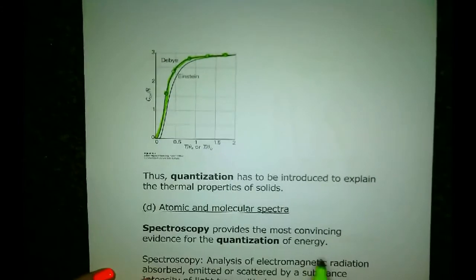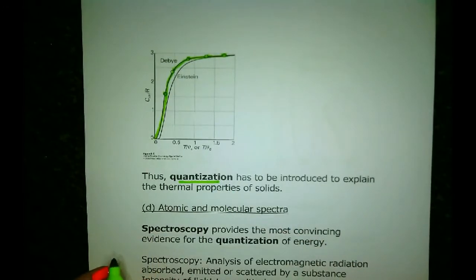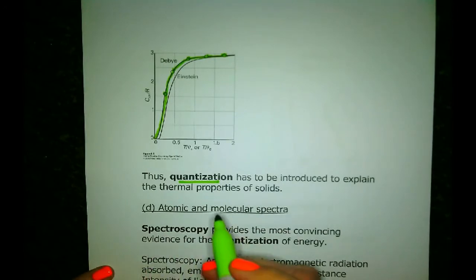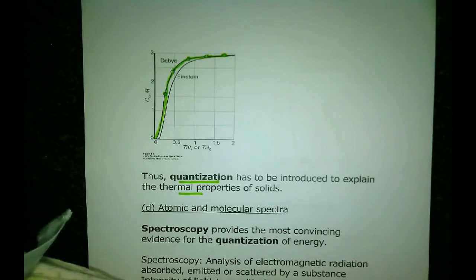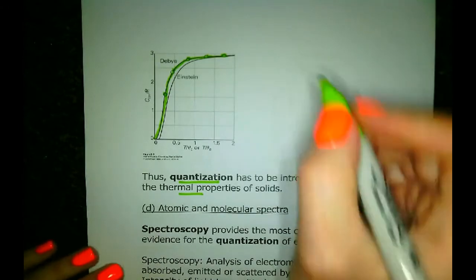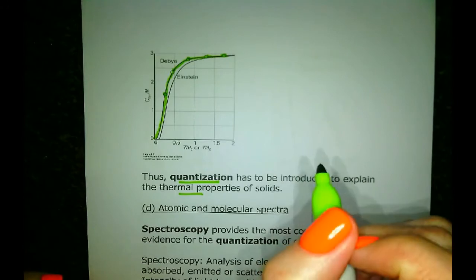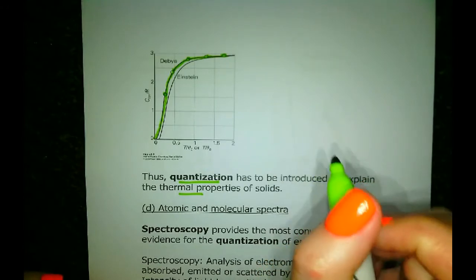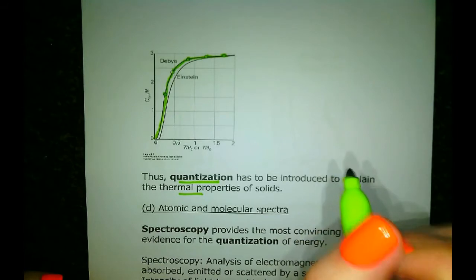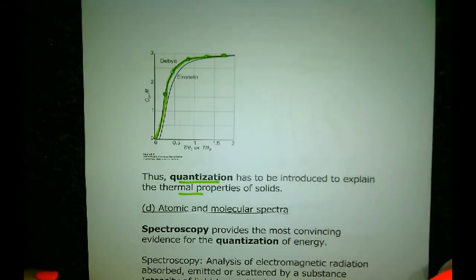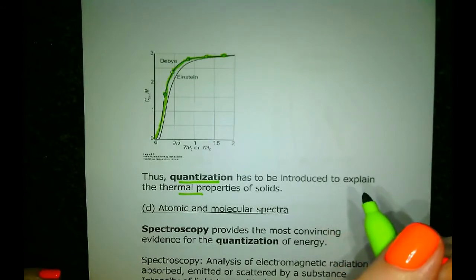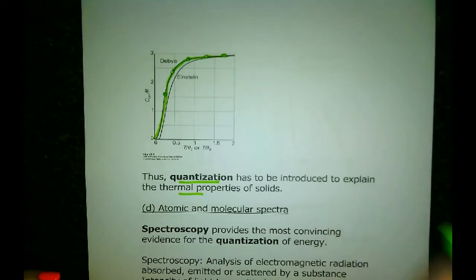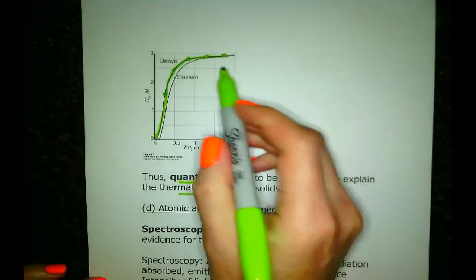So the moral of this story is again that quantization has to be introduced to explain the thermal properties, in this case the heat capacity of solids. So just to summarize that, firstly, Einstein assumed that all the oscillators vibrate with the same frequency. It gave a better fit than Dulong and Petit, who assumed they all had the same value, but that wasn't true at lower temperatures. And then Debye showed that they actually vibrate over a range of frequencies, and that fits the experimental data very well.